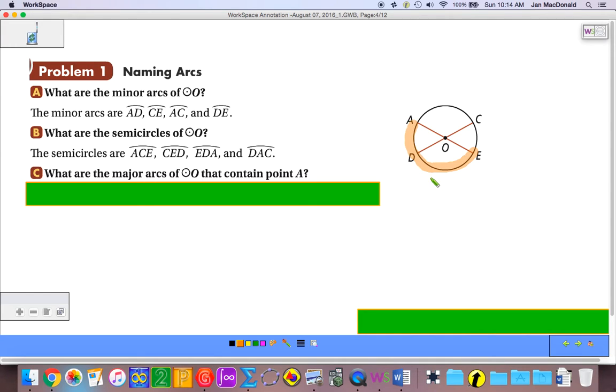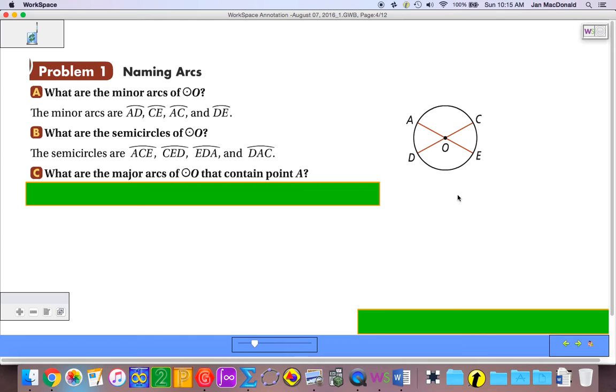Great. You can clearly see how that would cut off half the circle right there. And finally, DAC. And again, you can clearly see how that would cut off half the circle, so it's half the curve. And semicircles are always 180 degrees and are named by three letters.